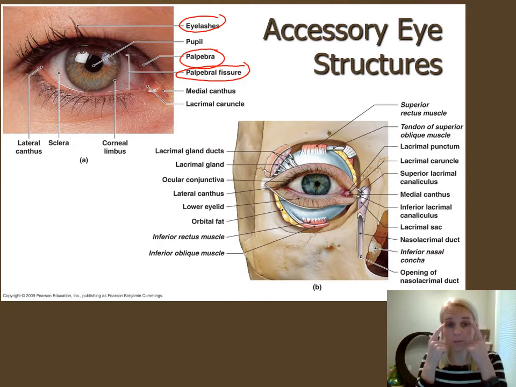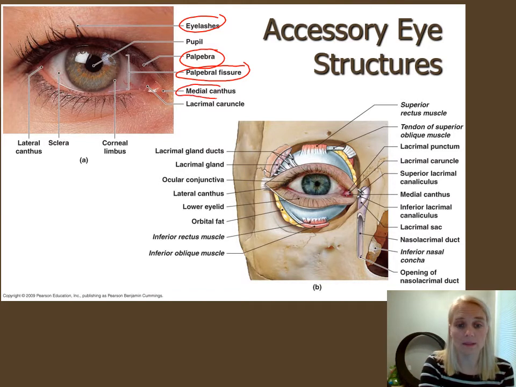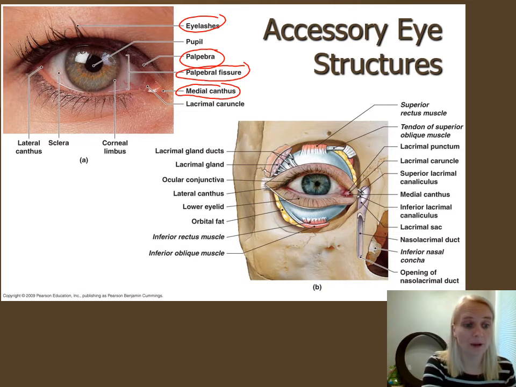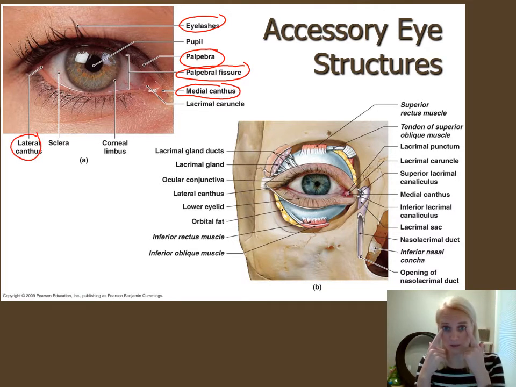And where your upper eyelid and your lower eyelid meet, these are called the canthus. You have a medial canthus, which would be towards your nose, and then we have the lateral canthus, which is out here. So the canthus is just the place where your upper and lower eyelids meet on the medial and lateral sides of your eye structure. In the lab manual, this is called the commissure. So there's one of those examples of two words for the same thing.